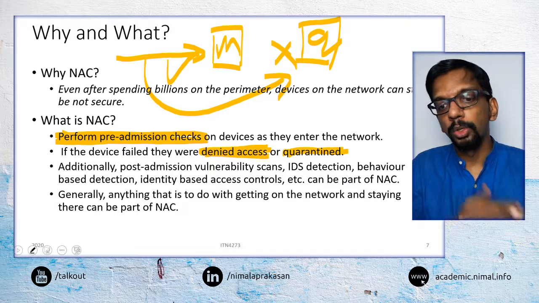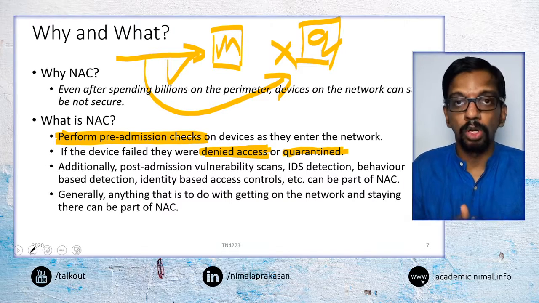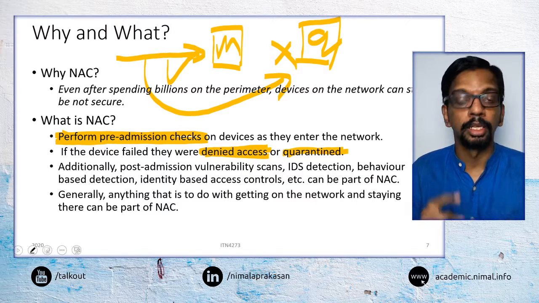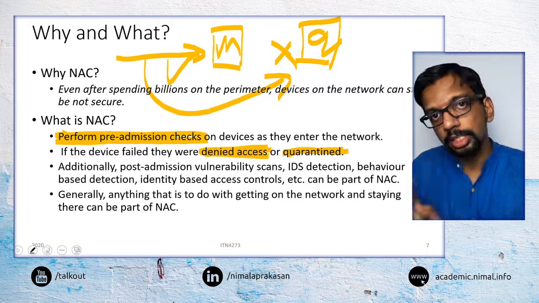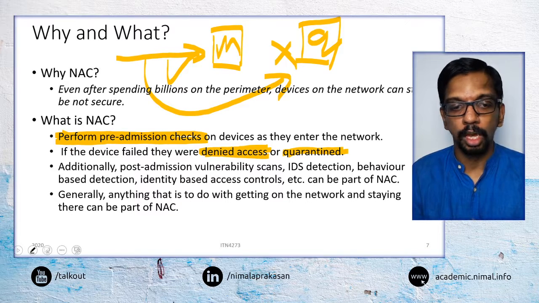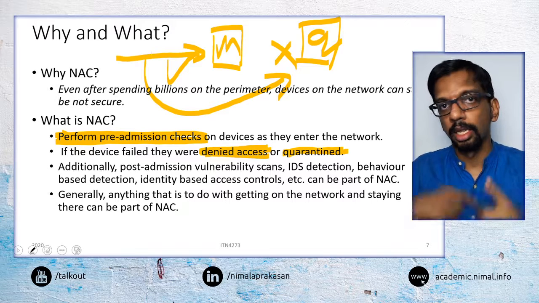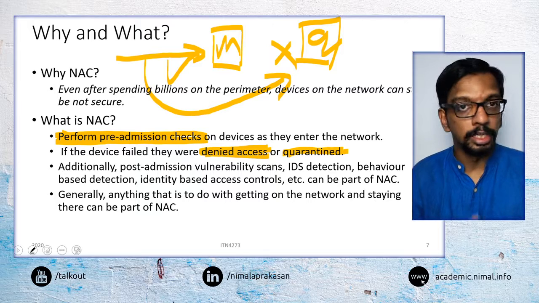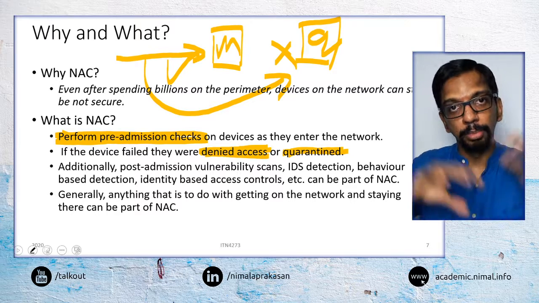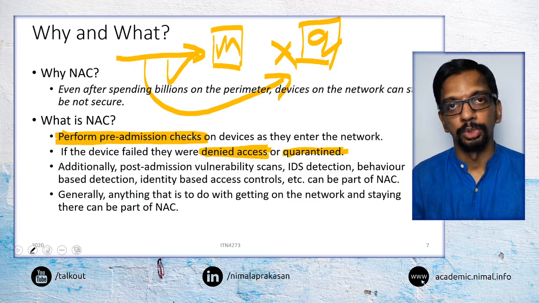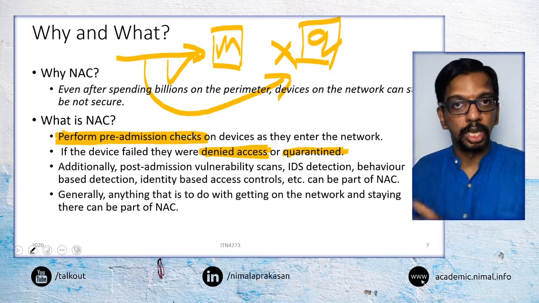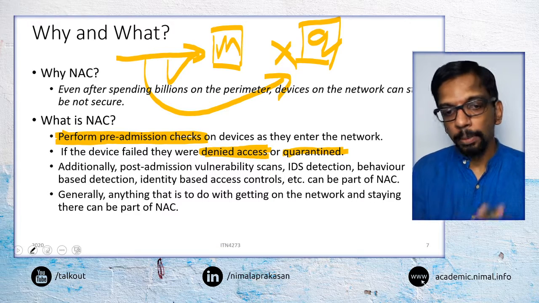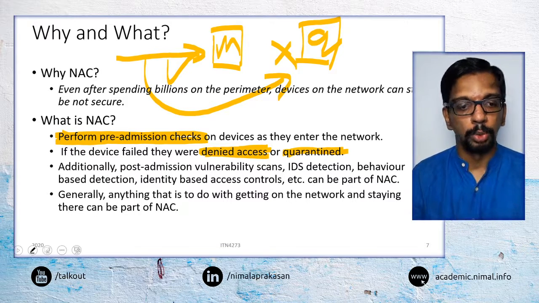Sometimes we may do additional things such as post-admission vulnerability scans. After letting a device into the network, we may still do certain vulnerability scans, and intrusion detection systems may employ certain mechanisms. There are behavior-based detections, again monitoring the usage of the network by that particular device, and identity-based access controls. So various things can be built as part of network access control. Some of these things we may revisit in later lessons of this course, but today our main focus is on network access control.